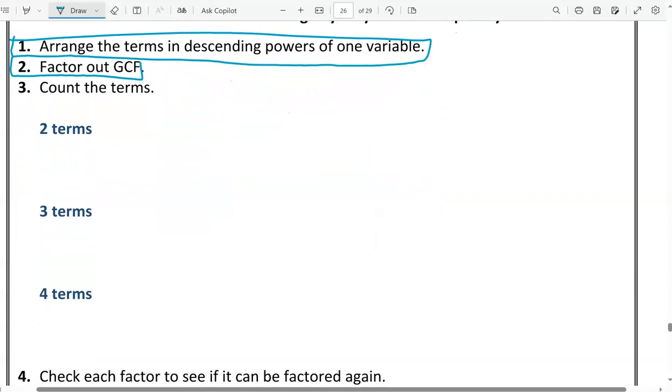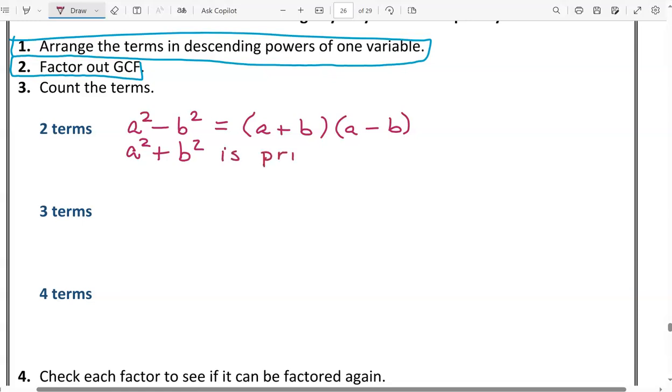Then whatever's left after factoring the GCF, we're going to count the terms. If it is two terms, then it could be a squared minus b squared, which is the difference of squares. And remember that that factors into a plus b times a minus b. It could also be the sum of squares, in which case we need to remember that that cannot be factored any further, or it is prime. It could also be the difference or the sum of two cubes, each of which have their unique factoring patterns.